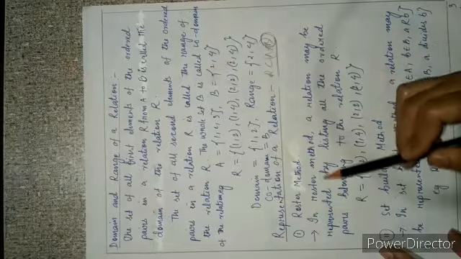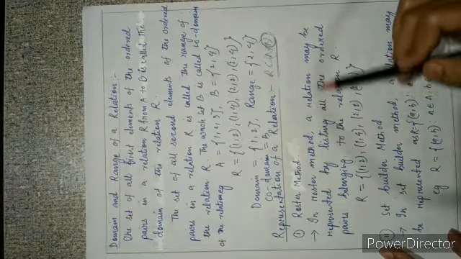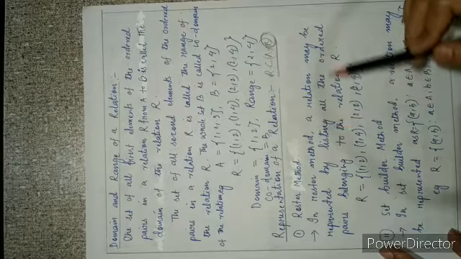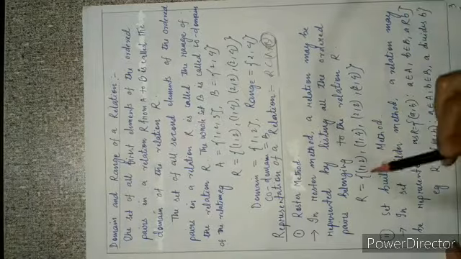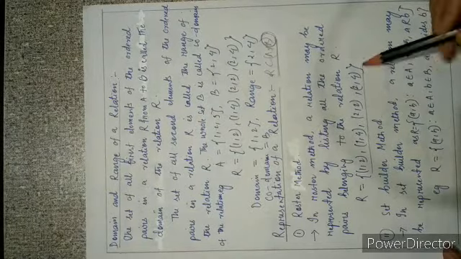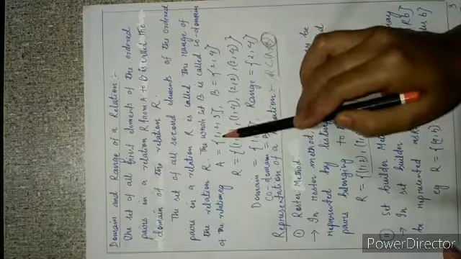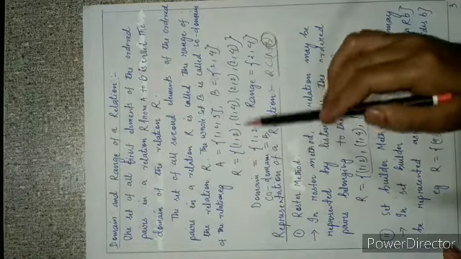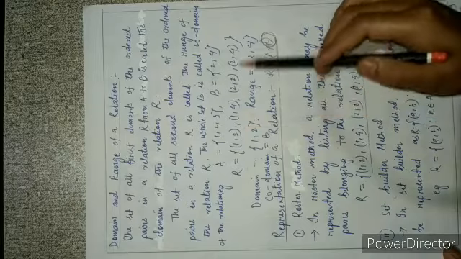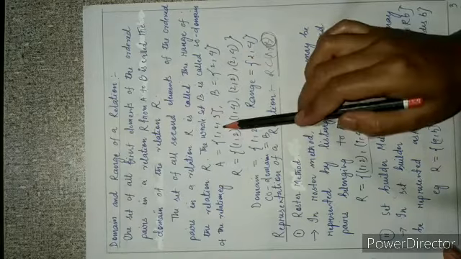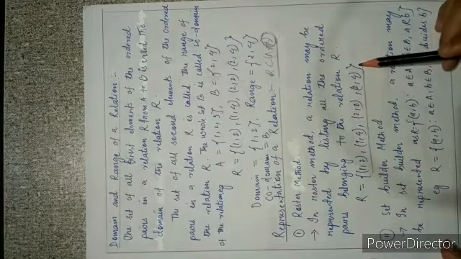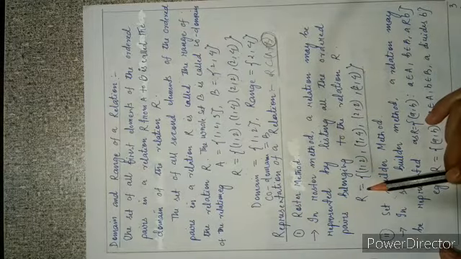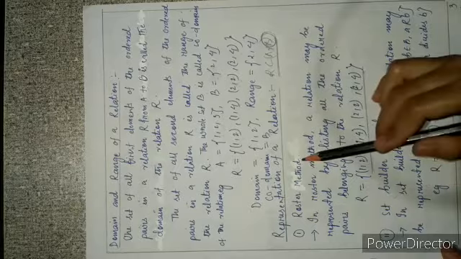Number 1 method. In roster method, a relation may be represented by listing all the ordered pairs belonging to the relation R. Given sets A and B, we list all the ordered pairs that belong to the relation. This form of representation of relation R is called roster method.